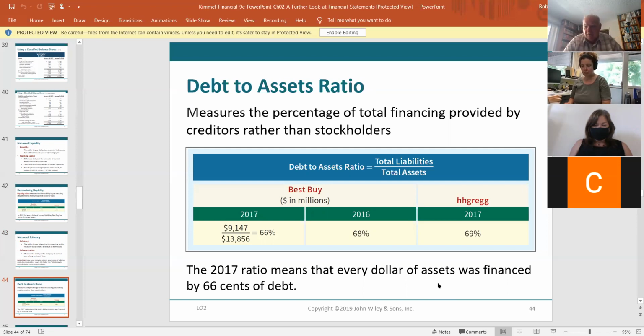So that's a measure of how much debt they're taking on. 66 cents, 66%. Is that too high? Is it too low? I don't know. It would depend on the company. It would depend on the industry. It would depend on the norms of a particular area.